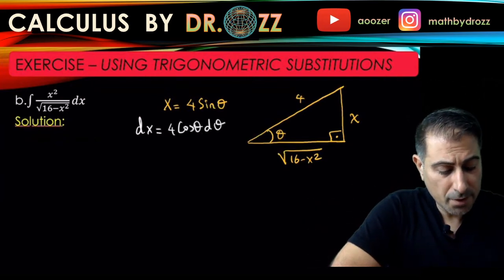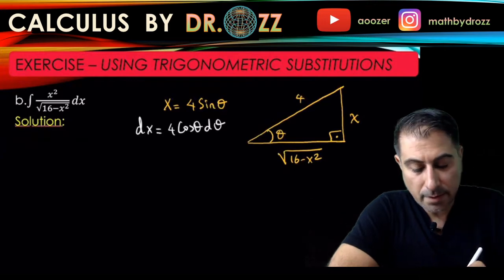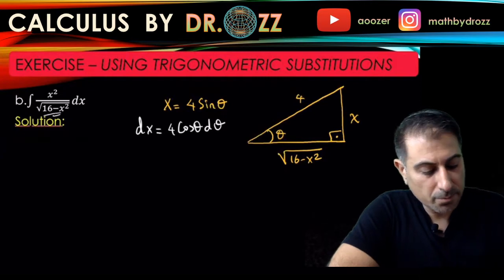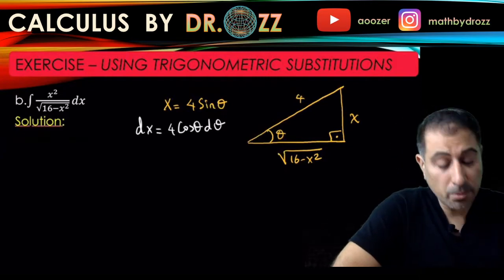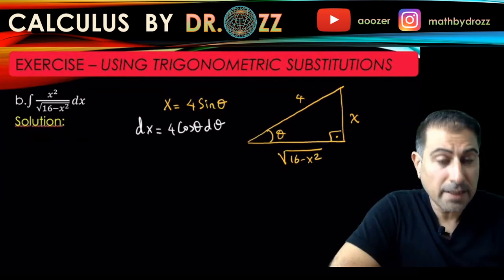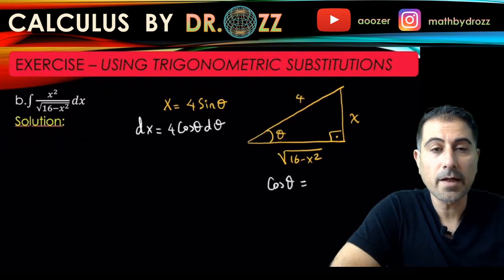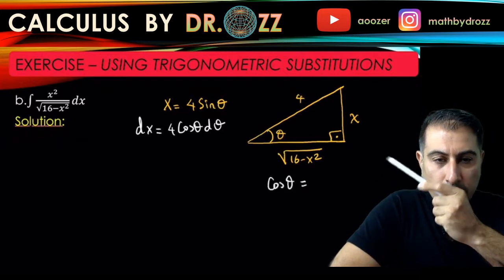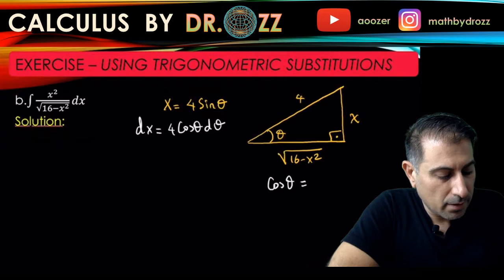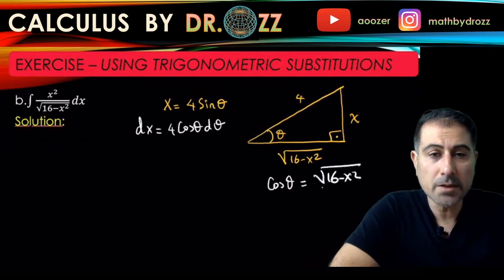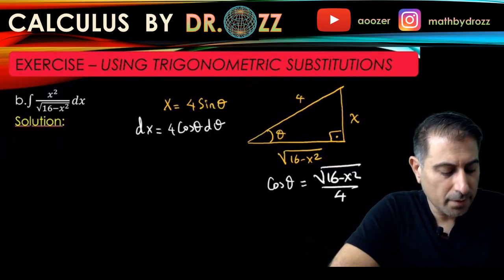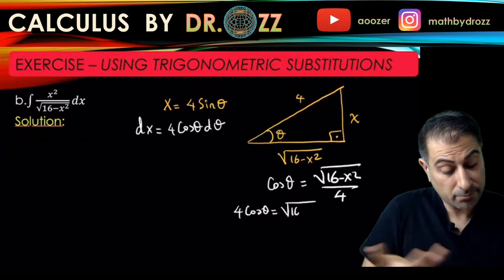Okay, and here, the square root of 16 minus x squared, I'm going to replace that in the description here. I'm going to rewrite that by using this triangle, or you can use the Pythagorean theorem. So cosine theta in the triangle is adjacent divided by hypotenuse. Adjacent is the square root of 16 minus x squared, divided by 4, that's the hypotenuse, right? I'm going to write this down here. And if I multiply both sides by 4, 4 cosine theta equals the square root of 16 minus x squared.